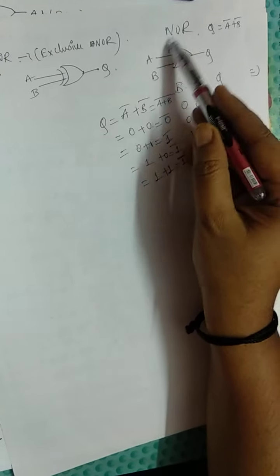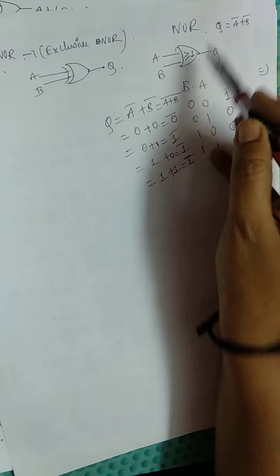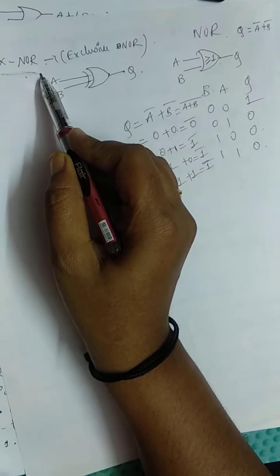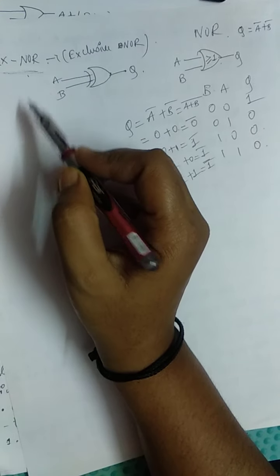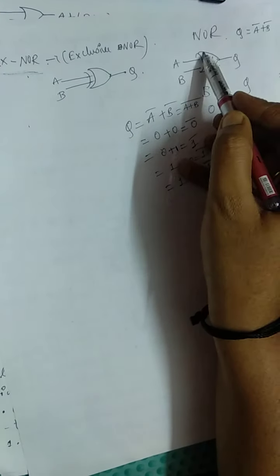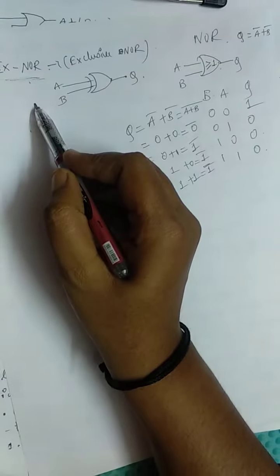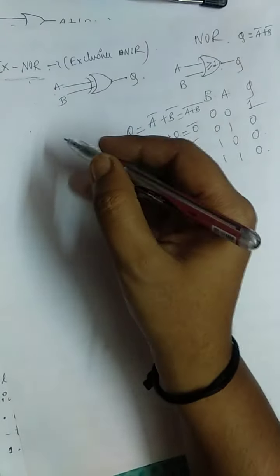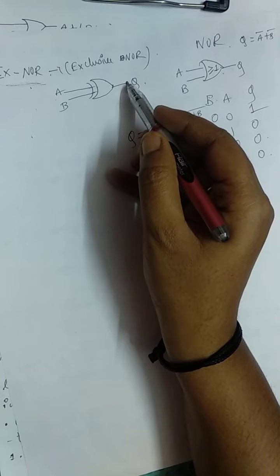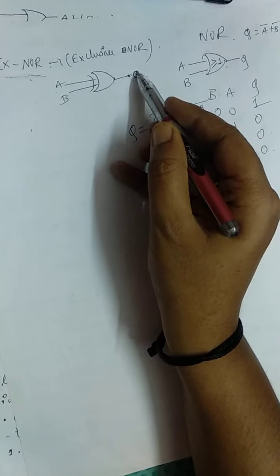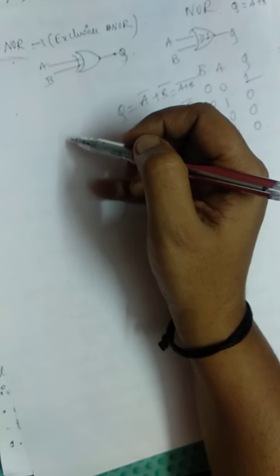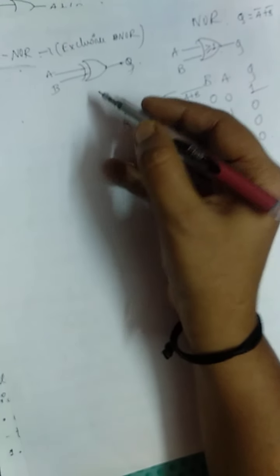So this combination of the NOR gate is your XNOR gate. The combination of the OR gate was the XOR gate, and the combination of the NOR gate is the XNOR gate, that is the exclusive NOR gate. So this is the symbol of this exclusive NOR gate. So this Boolean expression is Q.